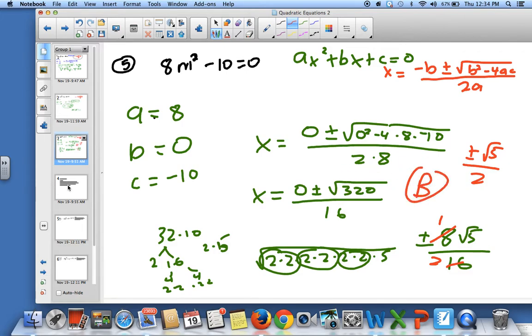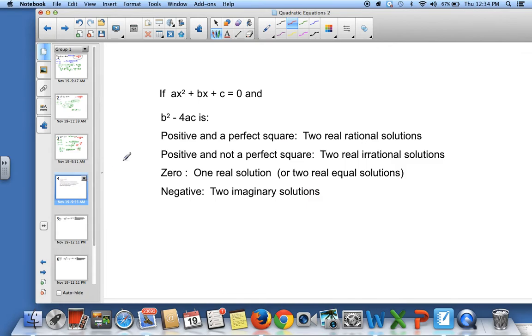Now the next problems deal with things a little bit different. For this problem, we're using the discriminant. We're looking for the discriminant. Okay, and the discriminant is part of the quadratic formula. It's the b squared minus 4ac part, the part that's under the square root. And here's the rules. If the b squared minus 4ac is positive and a perfect square, like 4 or 81 or something that's a perfect square, we're going to have two real rational solutions. If it's positive and not a perfect square, we're still going to have two real solutions, but they're going to be irrational because they'll have square roots still in them.